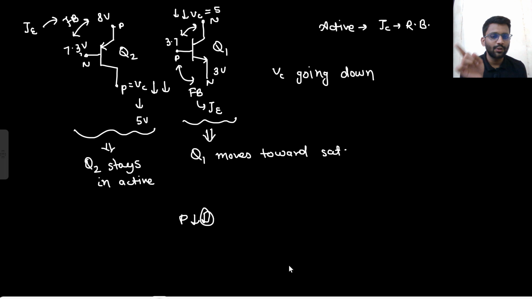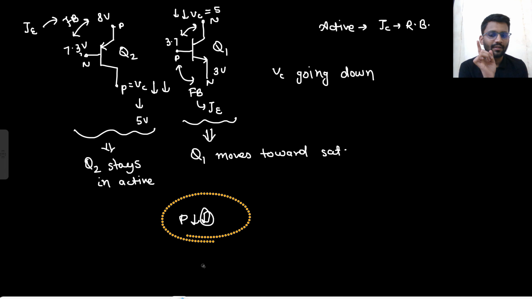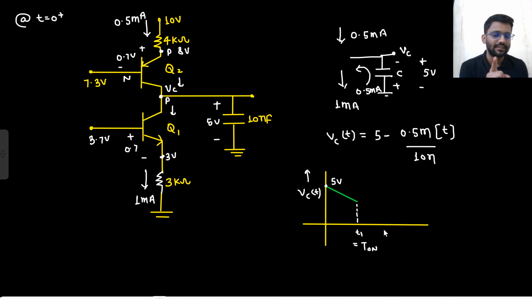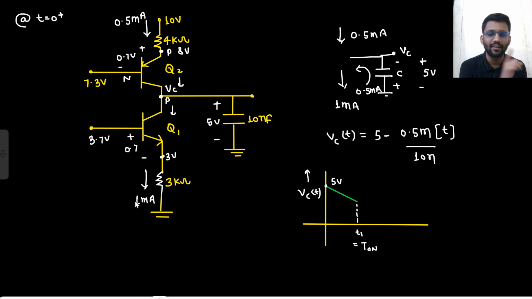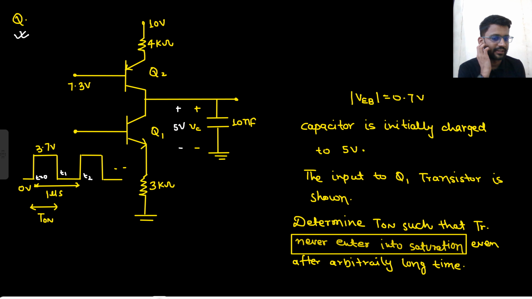This is the analysis for the time 0 to T1. If VC is going down, Q1 is having the problem. If VC goes down, Q2 doesn't have any problem. Till this time T1, VC will keep on going down. After that the input will change.